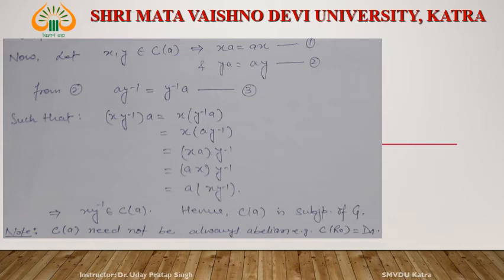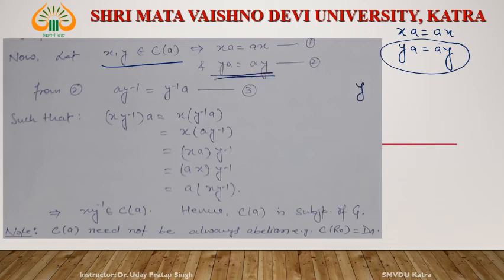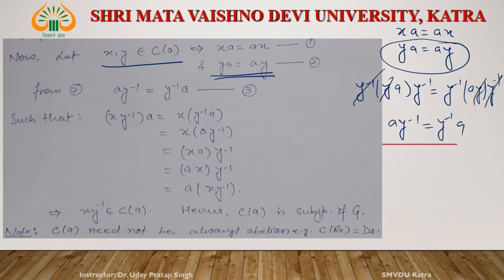See, let x, y belong to CA. Then by definition of CA, xa is equal to ax and ya is equal to ay. Again, using the second one, y inverse ya y inverse equals y inverse ay y inverse, and this one is identity. This is ay inverse and this is y inverse a. This is equation number 3.